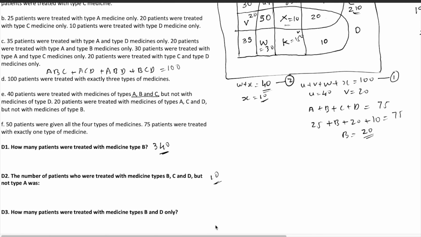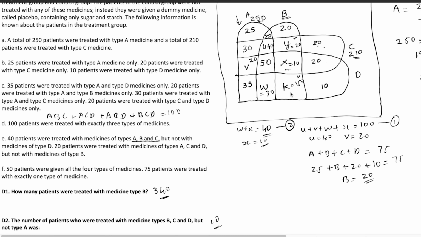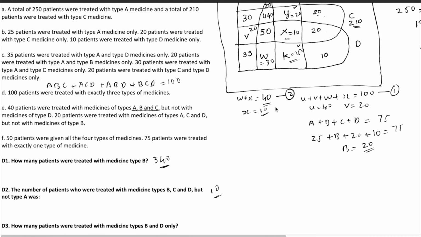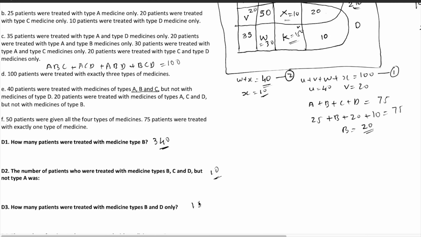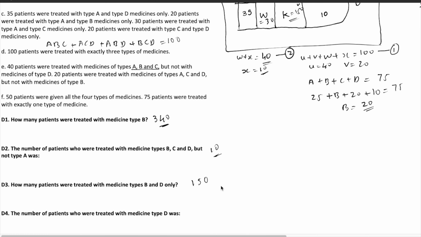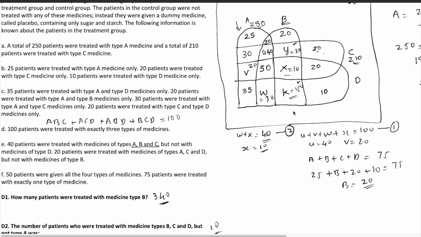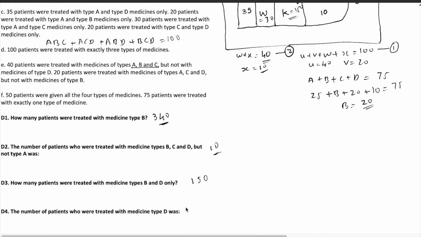Next question, how many patients were treated with medicine types B and D only? B and D is represented by this value, so K. So the answer is 150. And the last question, the number of patients who were treated with medicine type D. So again, you have to find out the total number of patients within the projection D. It will be 70, 80, 100, 110, 260, 290, 325. So the answer for question number D4 will be 325.